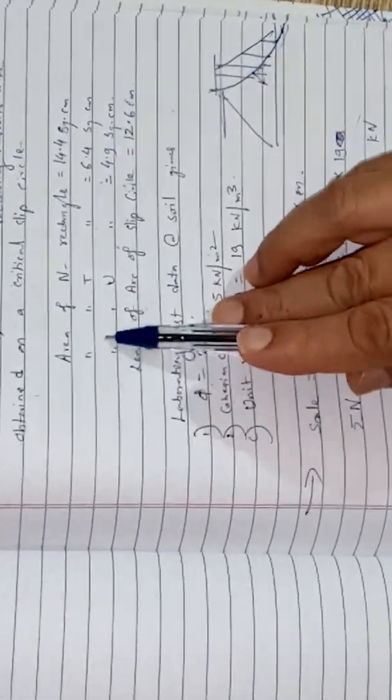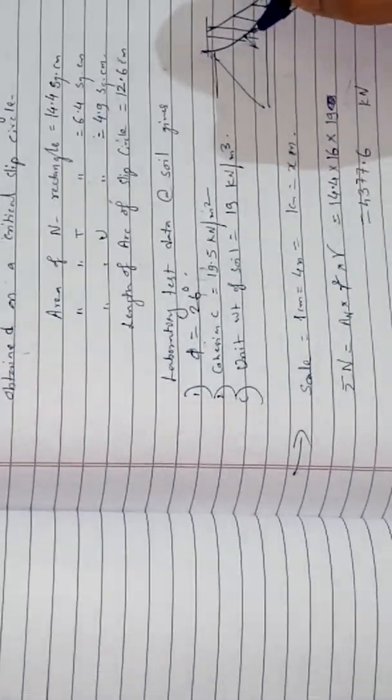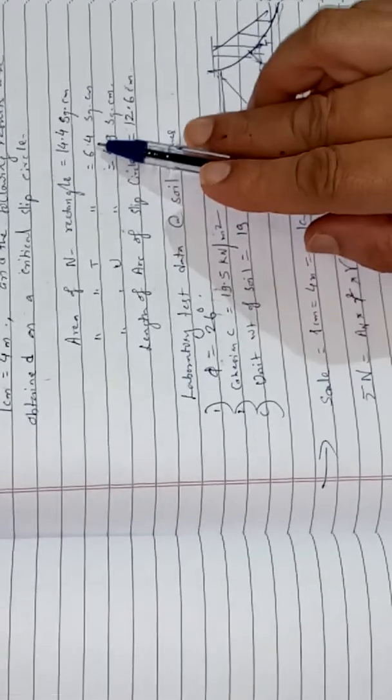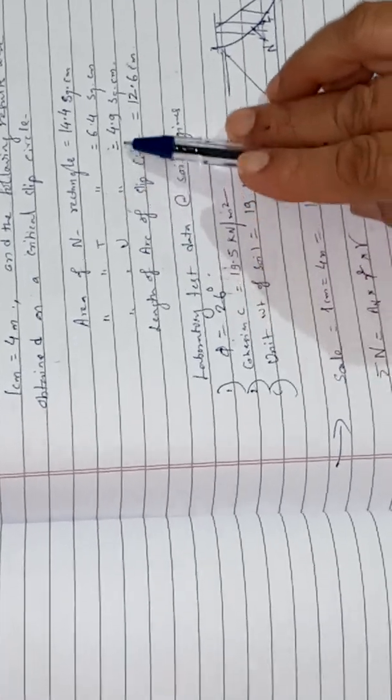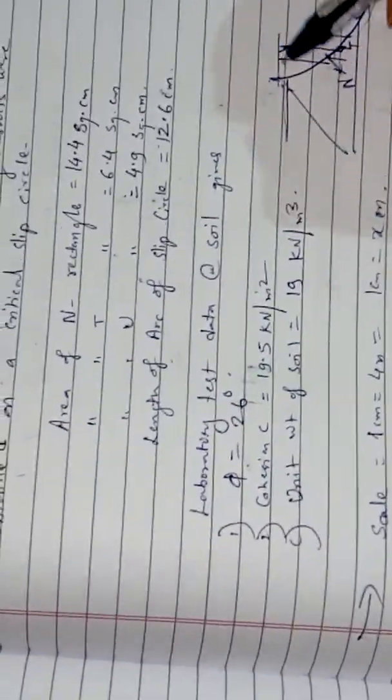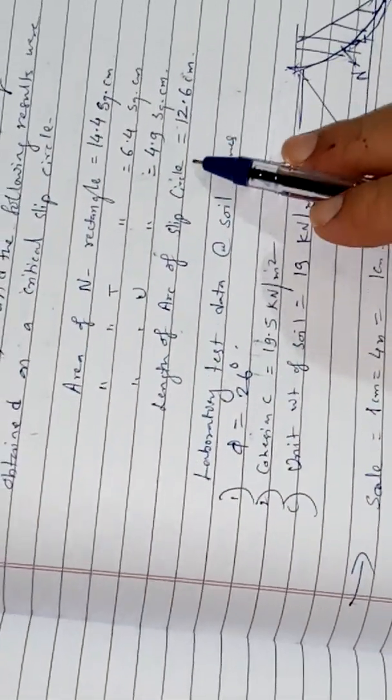So the area of N rectangle is 14.4 cm square, drawn to a scale of 1 centimeter equal to 4 meter. Similarly, the area of T rectangle, T is the tangential component of the weight of the slice, and N is the normal component of the weight of the slice. So area of T rectangle is 6.4 cm square. Area of U rectangle, U stands for the uplift force, and its area is given as 4.9 cm square. Now the length of the arc of the slip circle. This is the slip circle around which the soil mass is going to slide, and the length of the arc of the slip circle obtained from the graph is 12.6 centimeter.